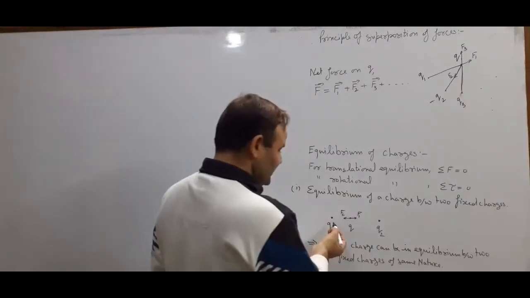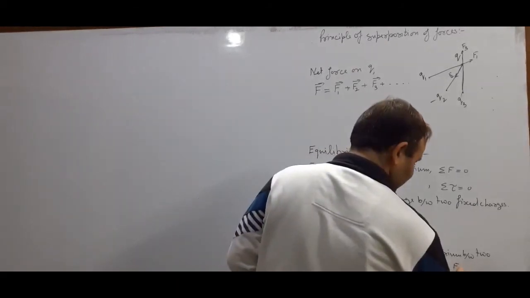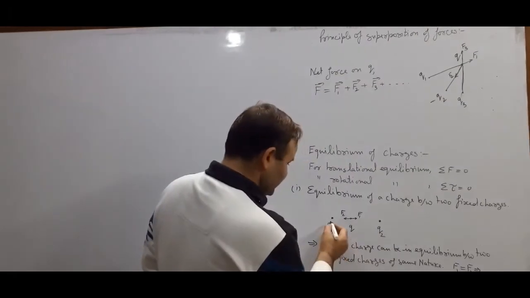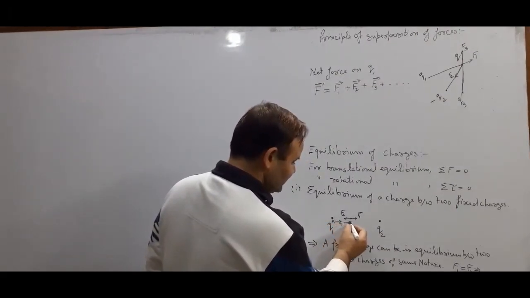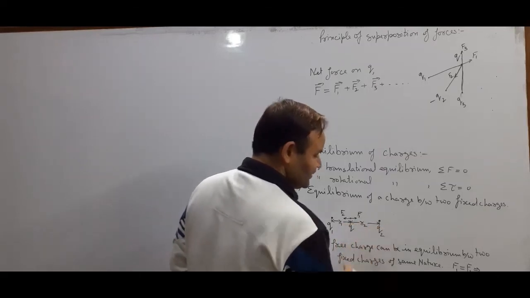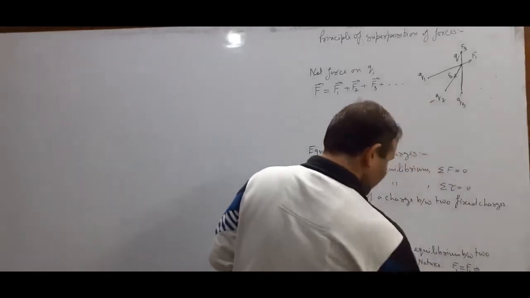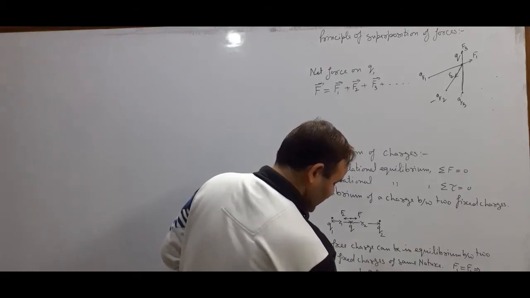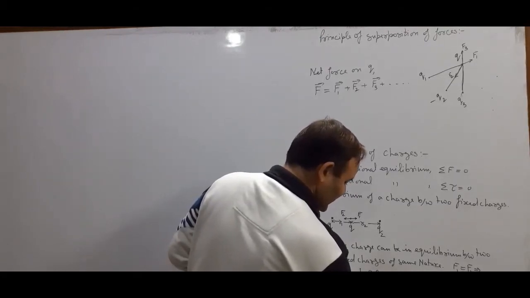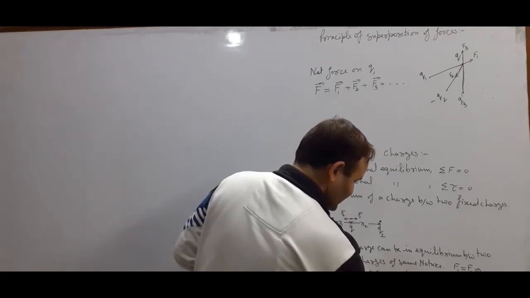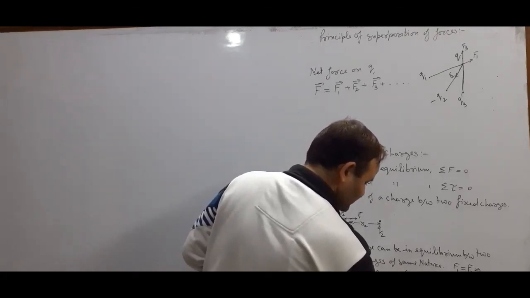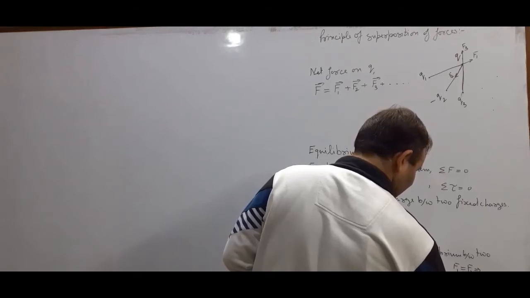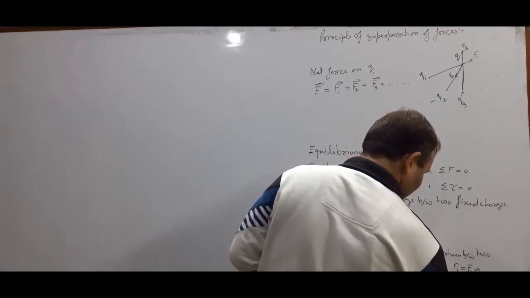And for that, F1 is equal to F2, which implies 1 over 4 pi epsilon naught, if these distances are R1 and R2, then 1 over 4 pi epsilon naught Q1Q upon R1 square is equal to 1 over 4 pi epsilon naught Q2Q upon R2 square. This implies Q1 upon R1 square is equal to Q2 upon R2 square.